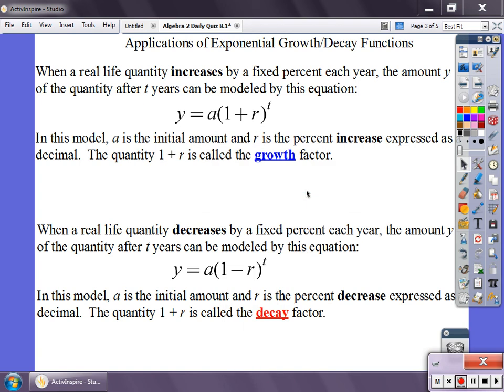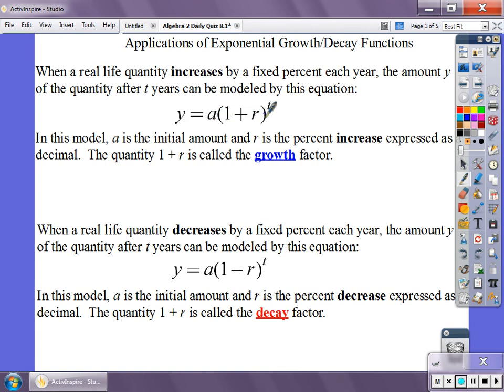Today we're going to start talking about two different applications of exponential growth and decay functions. Both of them use more or less the same formula, which is y equals a times 1 plus or 1 minus r, raised to the t power. Now, if a real life quantity increases by a fixed percentage, like the value of a car or the value of your home, the amount y of the quantity after t years, you can model this by y equals a times 1 plus r raised to the t power.